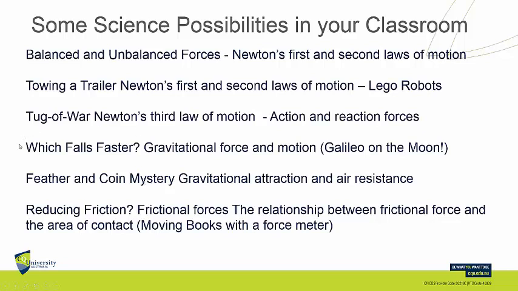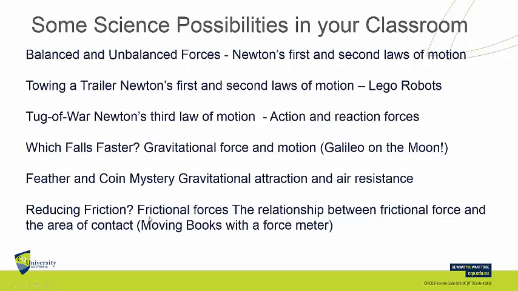The question of which falls faster: gravitational force and motion, golf balls, ping pong balls, coins, feathers, if we want to go back to Galileo. Okay, and hopefully we have checked out that Galileo experiment. It came up in the Zoom session of 2 weeks ago. And it proves that Galileo was actually right. Once we take away air resistance, a feather and a coin will fall at the same rate. And which leads us to our next one, the feather and coin mystery: gravitational attraction and air resistance.